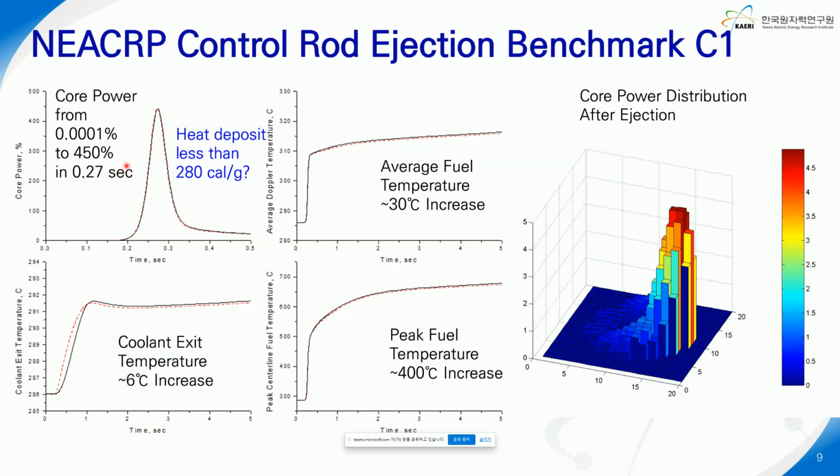This is the result of the PARCS calculation for a control rod ejection benchmark problem. It shows that the reactor power approaches an asymptotic level after this power pulse due to the strong Doppler effect associated with this rapid fuel temperature rise.